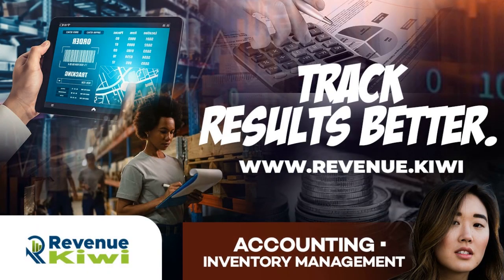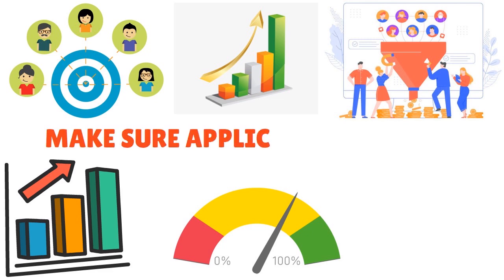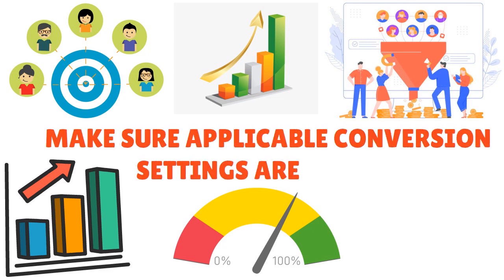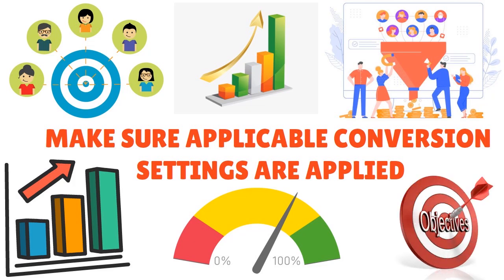If you want to do a LinkedIn ads audit this year, you want to make sure applicable conversion settings are applied. Make sure those applicable conversion actions are actually added to the campaign if you are using a compatible campaign objective. So depending on the goals for the campaign, make sure all applicable conversions are added so that you'll be able to see the full results in the campaigns tab.